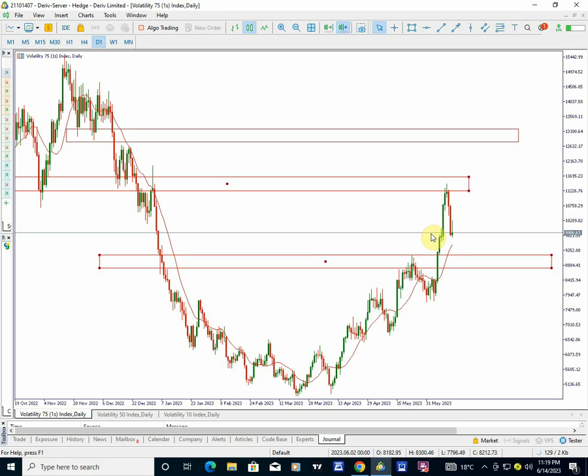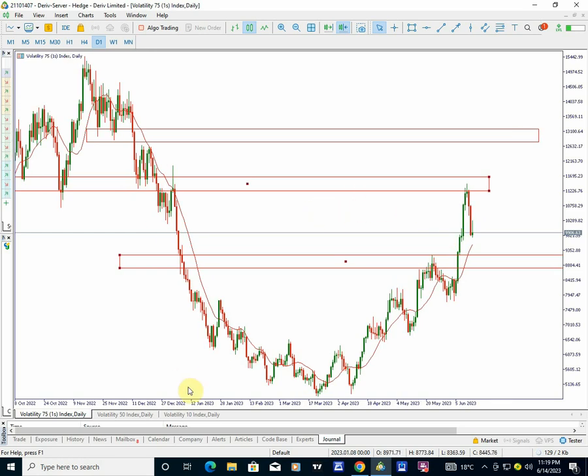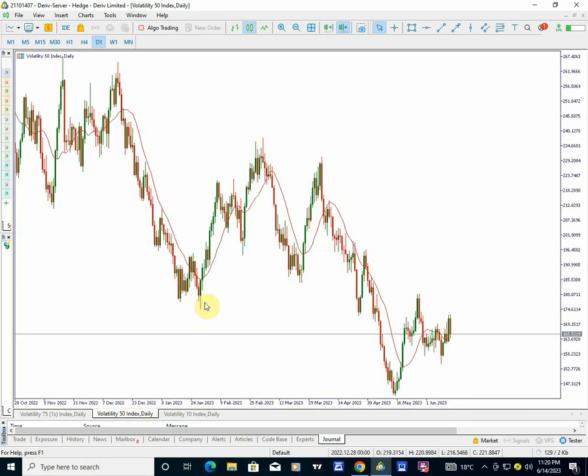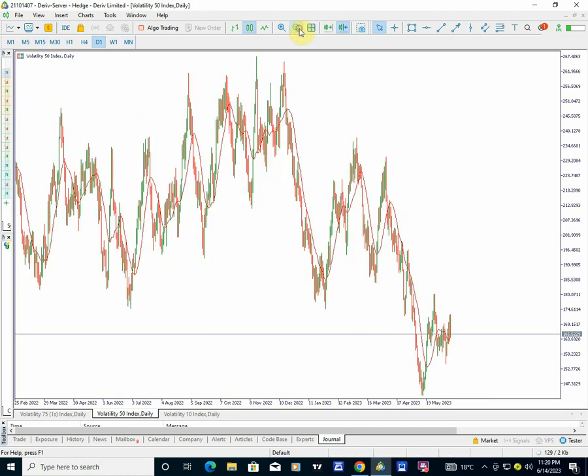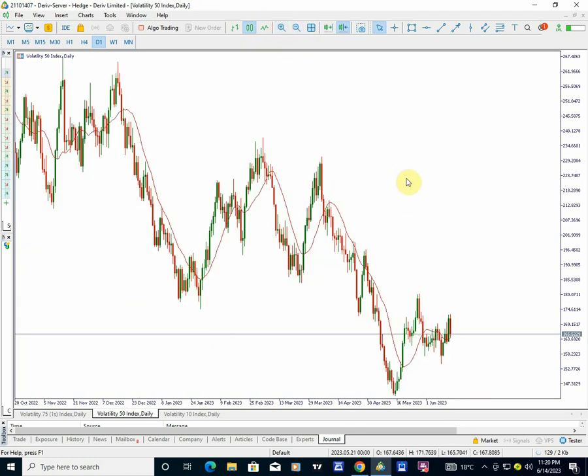So our first rule is to identify the structure. I'm also going to 50. I will identify the structure at 50. I'm on a daily here, so this 50 here doesn't really look good. So I'm going to go right here and identify the key areas.